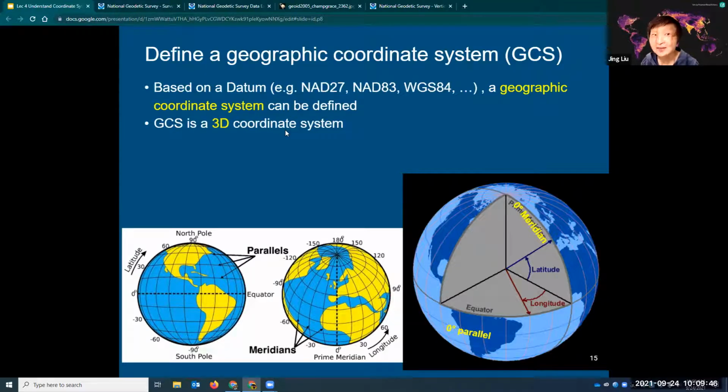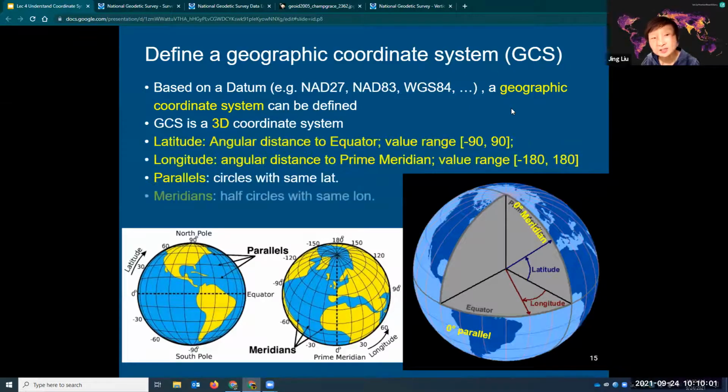Okay, so here, based on the datum, a geographic coordinate system, longitude and latitude. Here, pay attention, is 3D. Okay, so we also call it GCS for short. GCS is a 3D coordinate system, geographic coordinate system. So then what is longitude and latitude? Here I need to throw you some terms, parallels and meridians. What's parallels? That is the circles parallel to your equator. And then meridians are the semicircles connecting North Pole and South Pole.